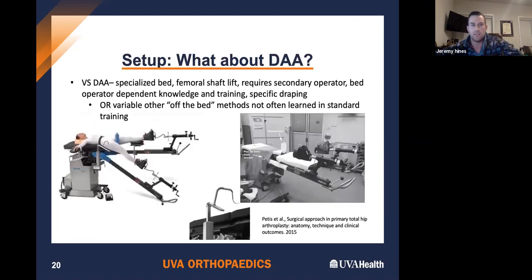So what about the direct anterior approach? You need a specialized bed. You have to have some way to get the femoral shaft up, whether you're using the HANA table or you're going to take off the bed and extend the lower half of the bed for an on-the-table direct anterior. People have to know what they're doing, really.